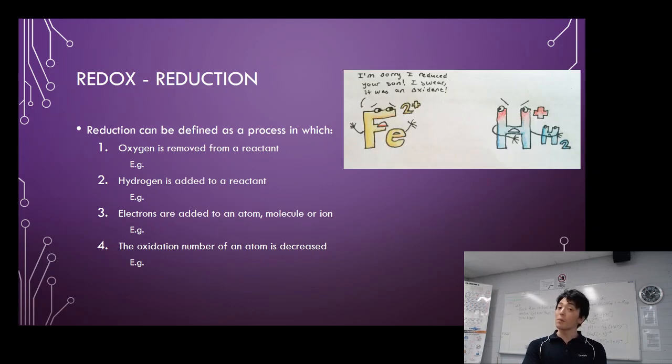Now, it looks very similar on this slide, but this is for reduction. Reduction can be defined as a process in which, one, oxygen is removed from a reactant, two, hydrogen is added to a reactant, three, electrons are added to an atom, molecule, or ion, and four, the oxidation number of an atom is decreased. So that's a reduction. You would notice that these rules for reduction are the opposite of those for oxidation. Make sure you leave some gaps for examples that we'll go through in class, please.